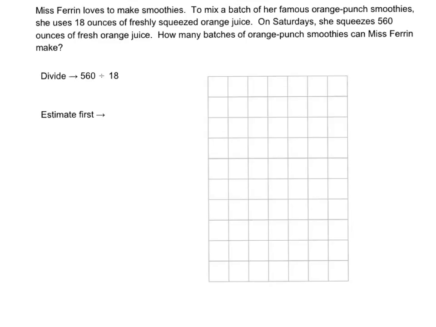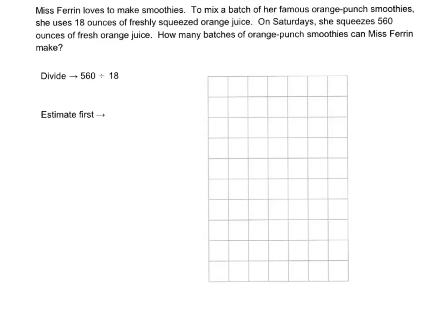Okay, Miss Farron, that's me. I love to make smoothies. To mix a batch of my famous orange punch smoothies, I use 18 ounces of freshly squeezed orange juice. On Saturdays, I squeeze 560 ounces of fresh orange juice. And let me tell you, my arm was tired from all of that squeezing.